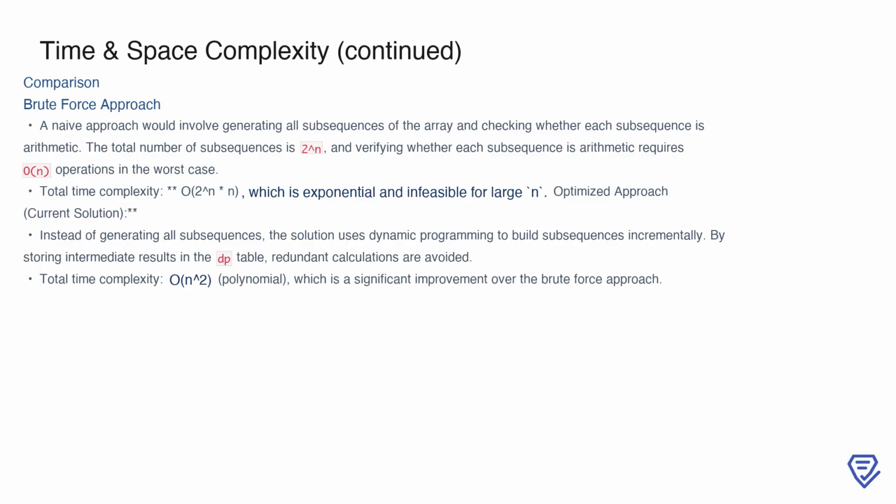In contrast, our optimized solution uses dynamic programming to incrementally build arithmetic subsequences. By storing intermediate results in the DP table, we avoid redundant calculations and achieve a polynomial time complexity of O(n squared). This is a dramatic improvement, making the solution far more scalable.